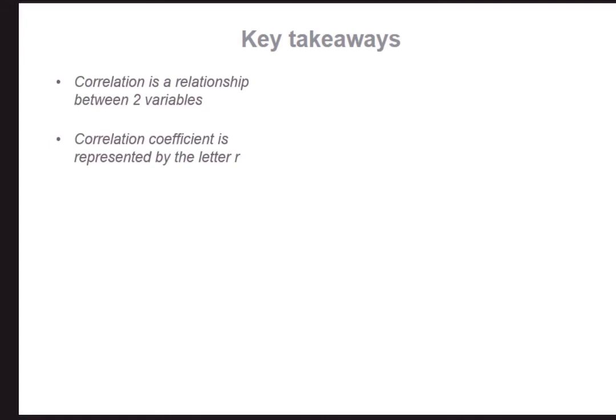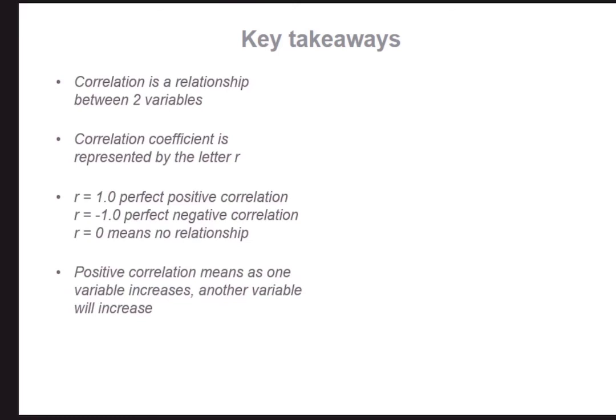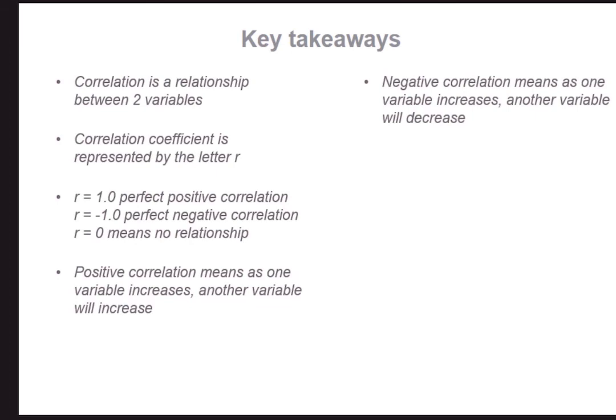The range of values that the correlation coefficient can take on is 1 to -1. A correlation coefficient where R equals 1 is a perfectly positive correlation. R equals -1 is a perfectly negative correlation. And R equals 0 signifies that no relationship exists. A positive correlation shows that as one variable increases, the second variable also increases. A negative correlation is the inverse. If a variable increases, the second variable will decrease.